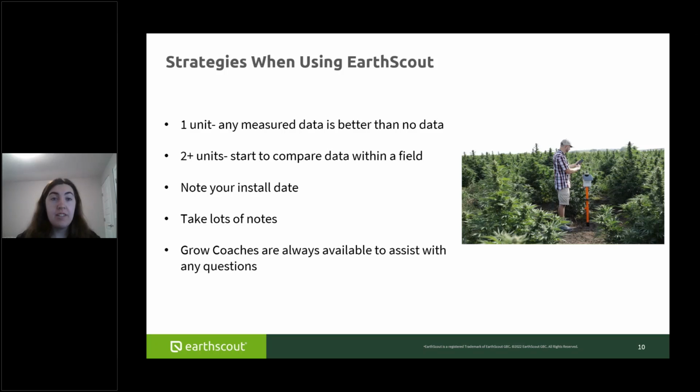So some strategies when using EarthScout. In all those case studies, there were many different strategies that people use, but these are some other strategies that other growers in EarthScout, maybe not in our case studies, are using.